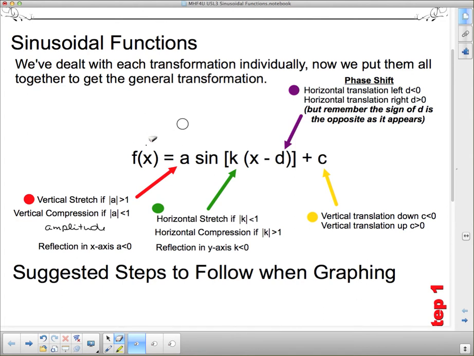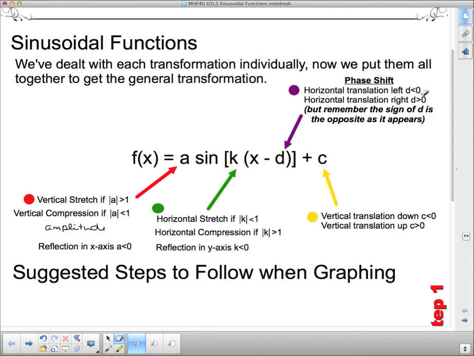Now, over here, phase shift. A phase shift is your left and right shift, and remember that the sign in here is negative, so it's going to change whatever the d value is. So if our d value is actually positive, it's going to appear negative. If you have a negative in here, that means your d is positive and it's moving to the right. If you have a positive value in here, that means your d must have been negative, so it's going to the left. So that's what this says up here.